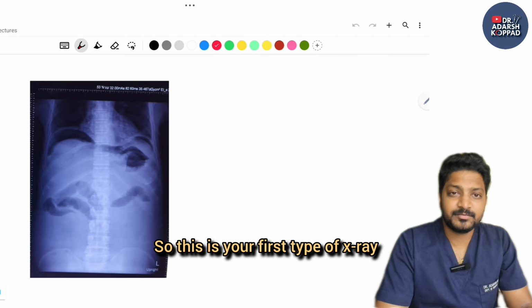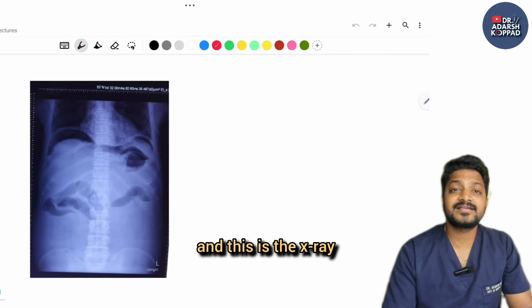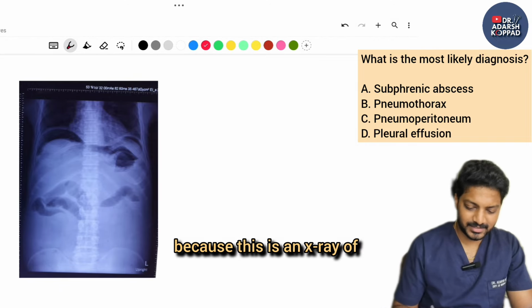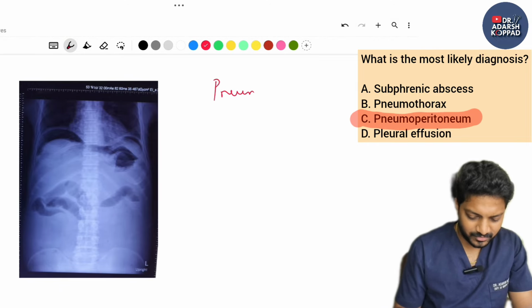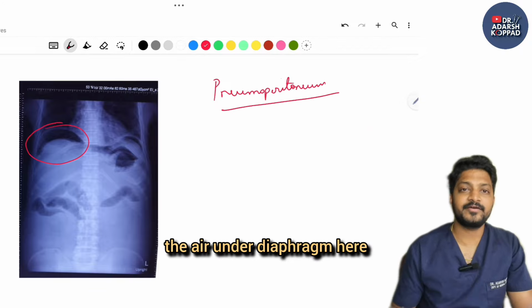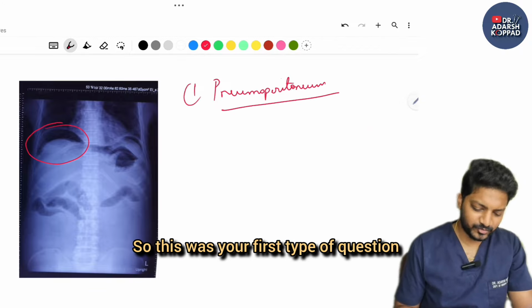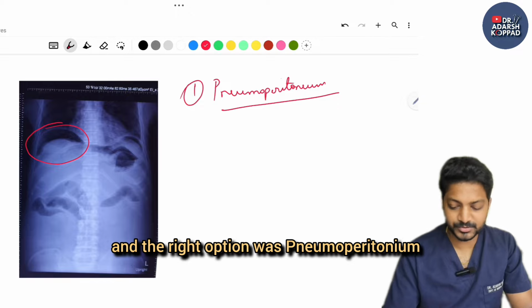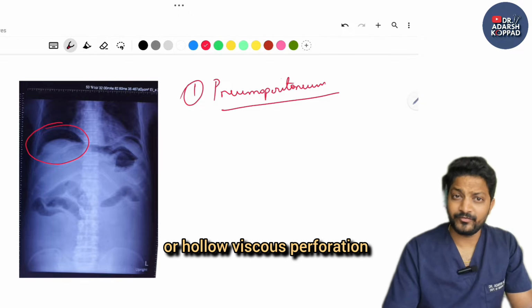So this is your first type of X-ray, and this is the X-ray which you are not supposed to miss at any cost, because this is an X-ray of pneumoperitoneum, and you can see the air under diaphragm here. So this was your first type of question, identify the X-ray, and he'll give you 4 options, and the right option was pneumoperitoneum or hollow viscous perforation.